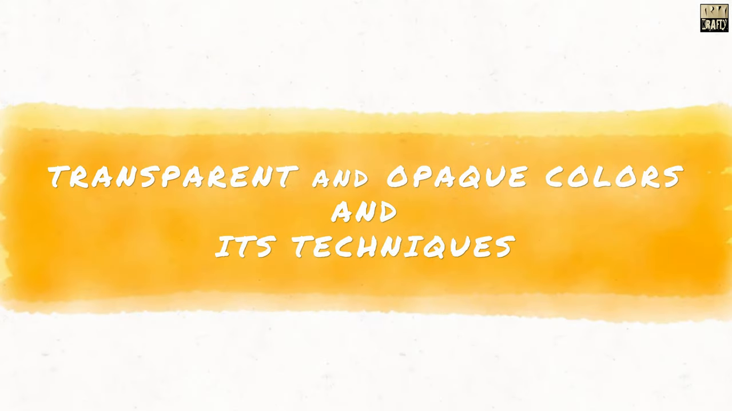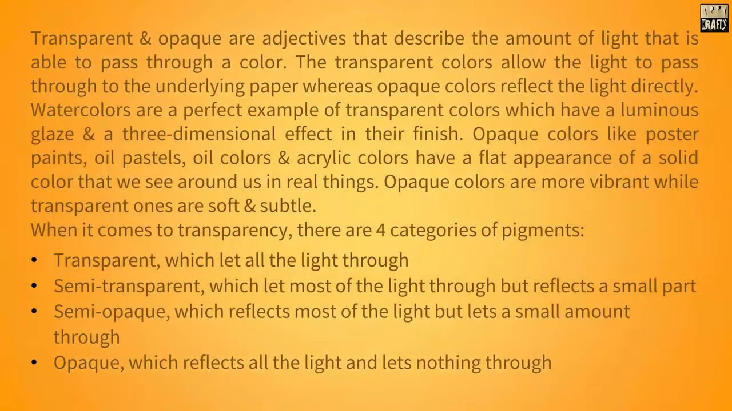Now we will discuss transparent and opaque colors and their techniques. The transparent colors allow the light to pass through to the underlying paper, whereas opaque colors reflect the light directly. Watercolors are a perfect example of transparent colors, which have a luminous glaze and a three-dimensional effect in their finish.